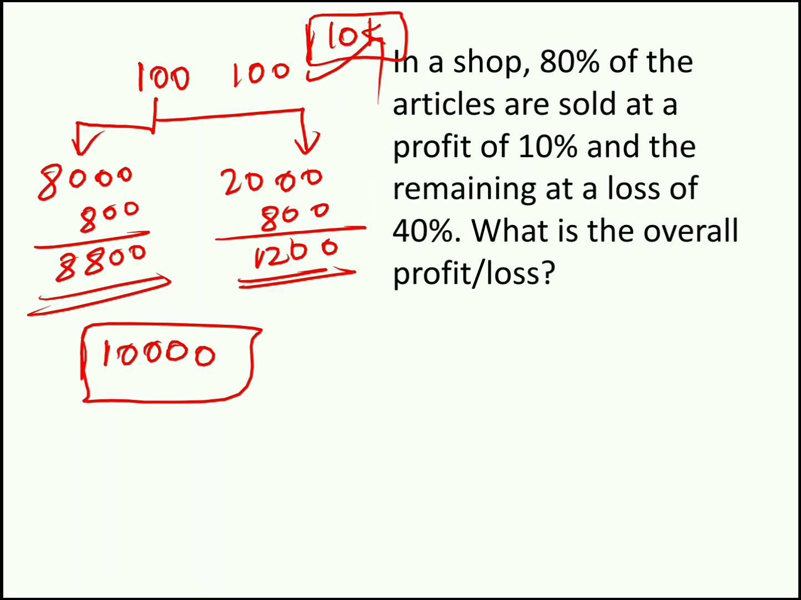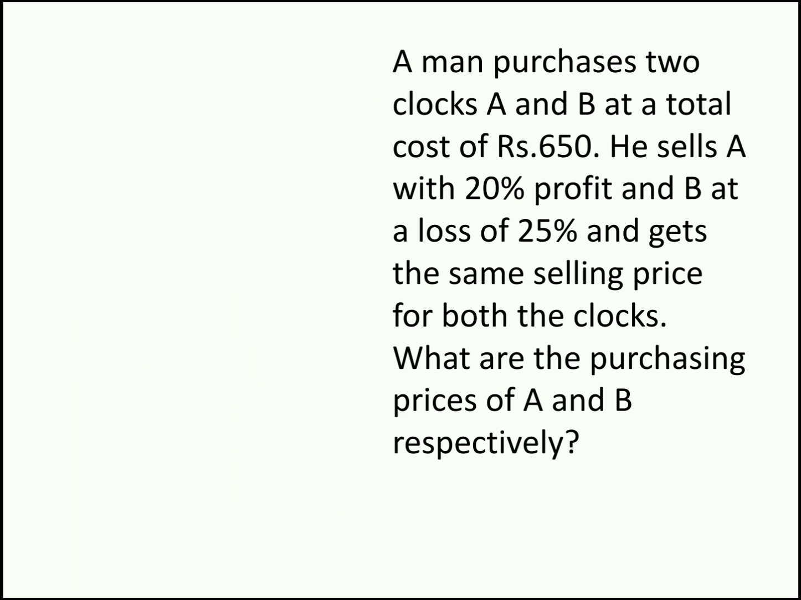Now the actual cost price is 10,000 rupees and the actual selling price is also 10,000 rupees. Now you have to find the overall profit or loss. When cost price and selling price are equal, there is no profit or no loss. So when cost price is greater than selling price, there will be a loss. When selling price is greater than cost price, there will be a profit. When cost price is equal to selling price, zero profit or zero loss. That is no profit or no loss. Hope you understood the concept, right? Moving to our 7th question.